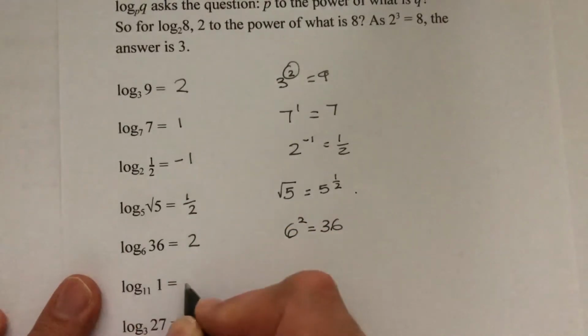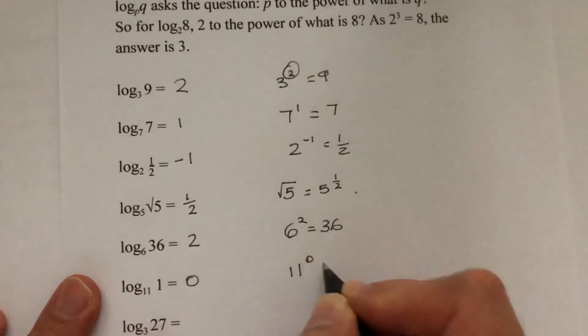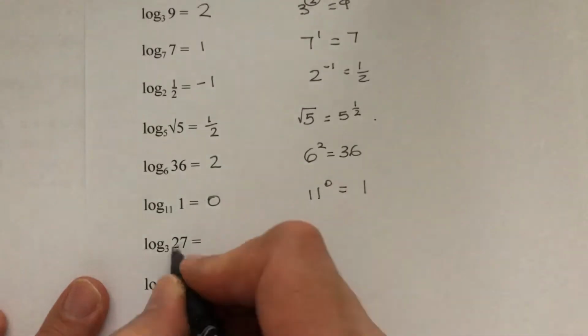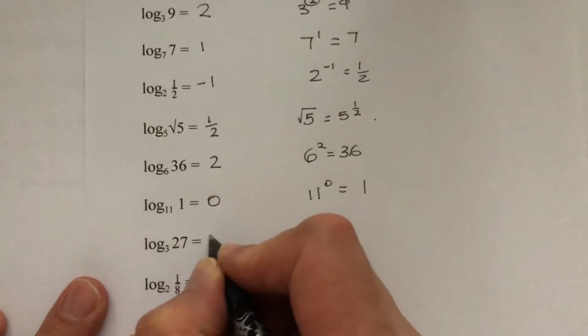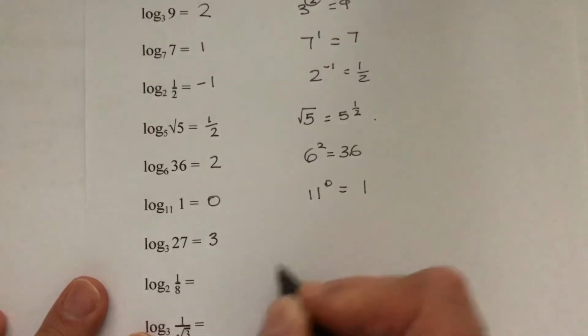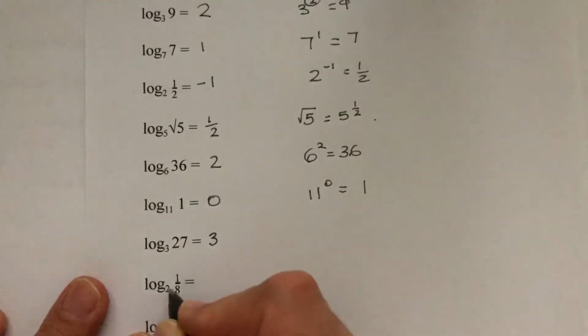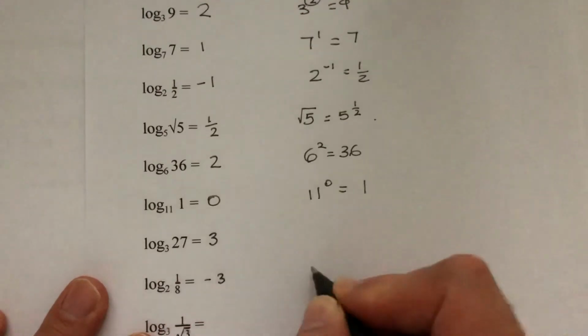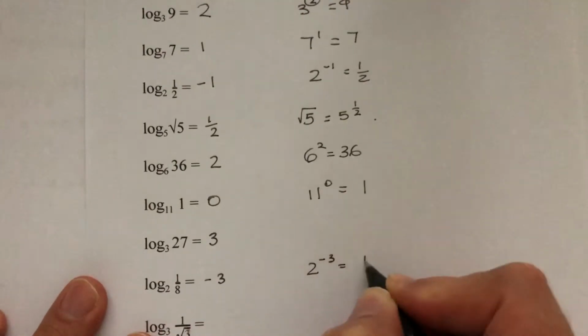11 to the power of what is 1? 11 to the power of 0 is 1, so it's 0. 3 to the power of what is 27? 3 cubed is 27, so it's 3. 2 to the power of what is an eighth? Well, we know 2 cubed is 8, so 1/8 is negative 3. 2 to the power of negative 3 is an eighth.